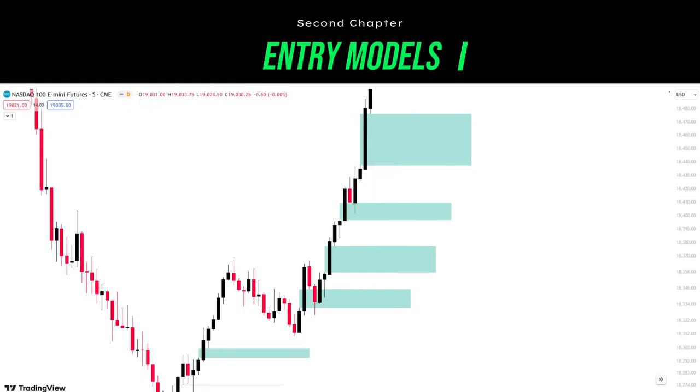And even the next one from above. So the fifth fair value gap did not fill. From 5 fair value gaps, we got only 1 that has worked, 1 that has failed, and 3 that did not fill, and price just continued pushing to the upside.